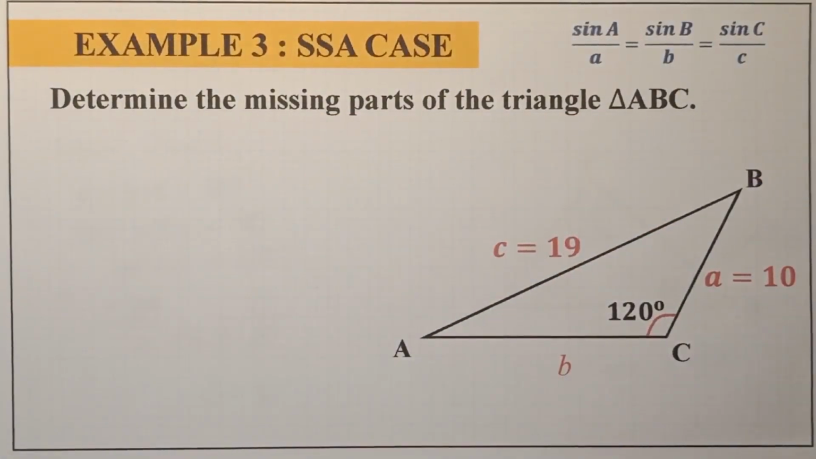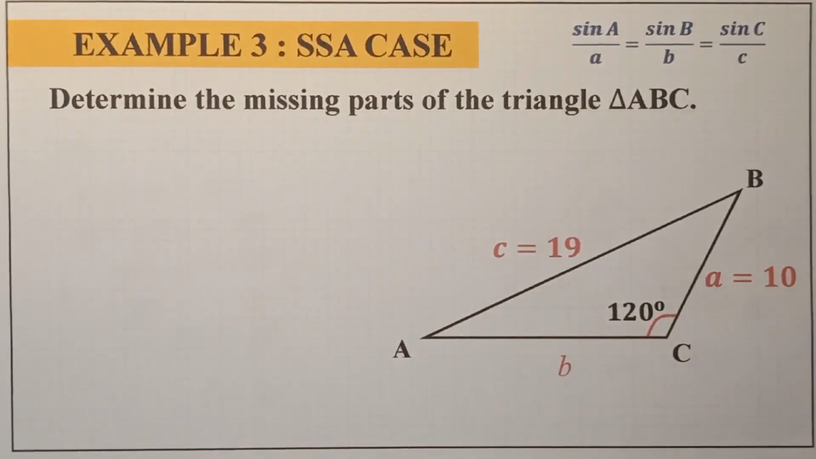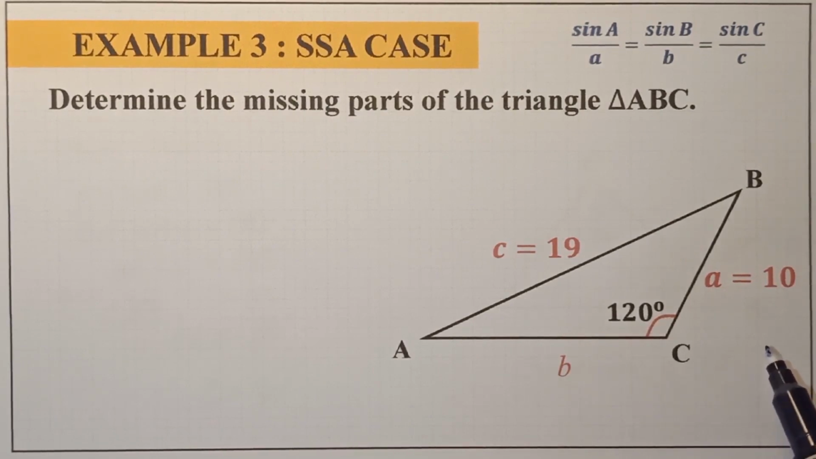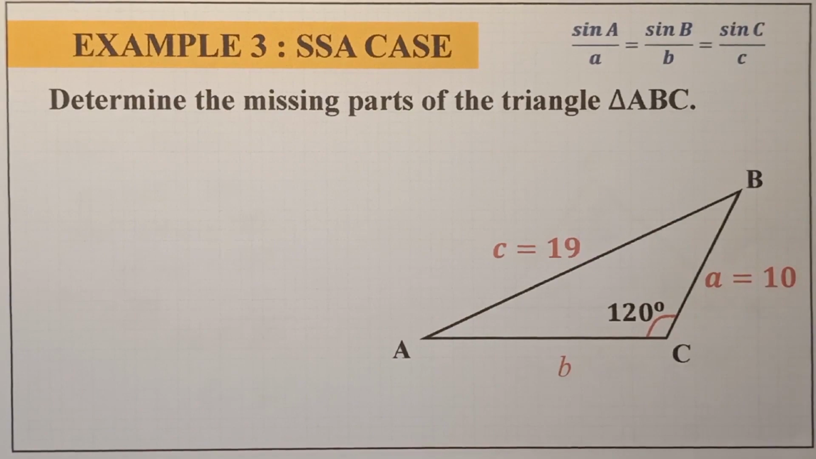This is our example number 3, and it is under the SSA case. We need to determine the missing parts of the triangle ABC. As you can see, there is only one angle that is given. We cannot simply use the formula that the sum of the interior angles is equal to 180, so we cannot use that one. So let's have this step now.